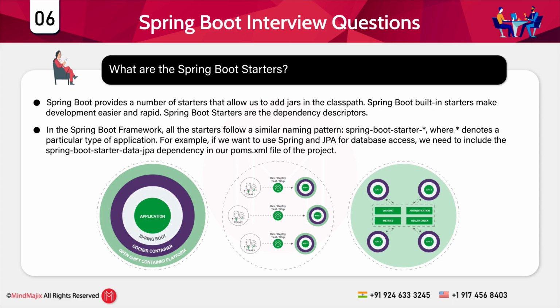Spring Boot starters are dependency descriptors. In the Spring Boot framework, all the starters follow a similar naming pattern, that is spring-boot-starter-, and there we write the related dependency name. For example, if you are working with JPA, we write spring-boot-starter-jpa, or if you are working with web, then you write spring-boot-starter-web. Here the star denotes a particular type of application. For example, if you want to use Spring and JPA for database access, we just need to include the spring-boot-starter-data-jpa dependency in our pom.xml file of the project.